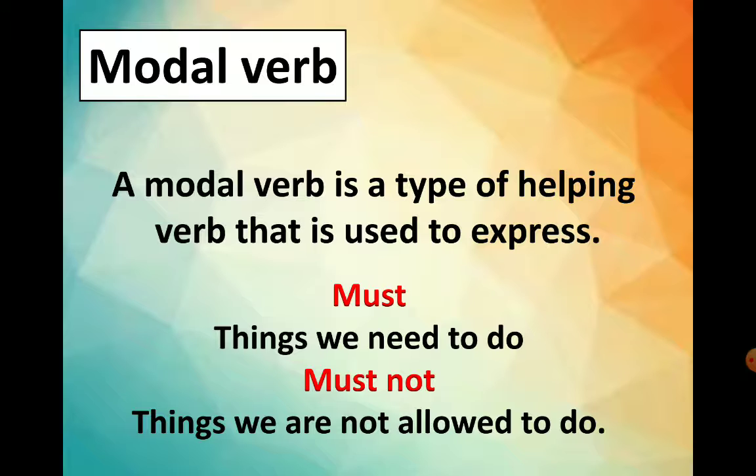Must, things we need to do. Must not, things we are not allowed to do. What is must? Must means things we need to do. That is, we must drink water. We must attend our classes. Like that. Must not, things we are not supposed to do. We must not fight. Okay?